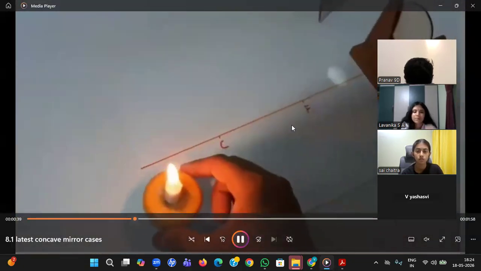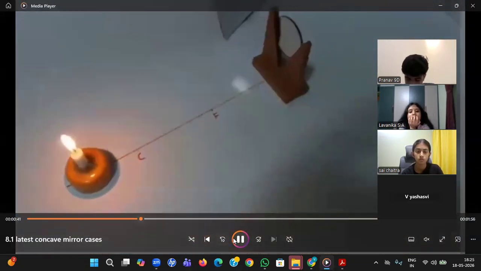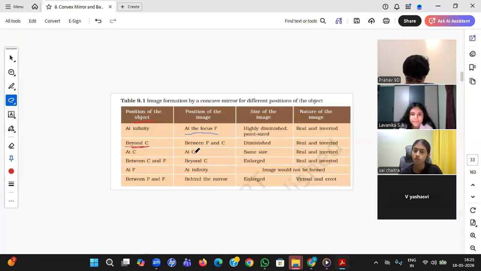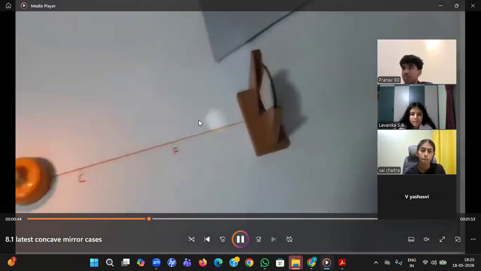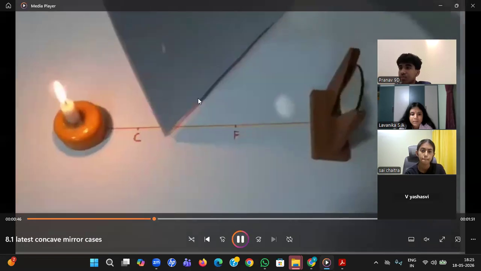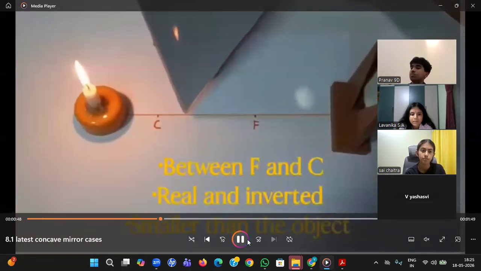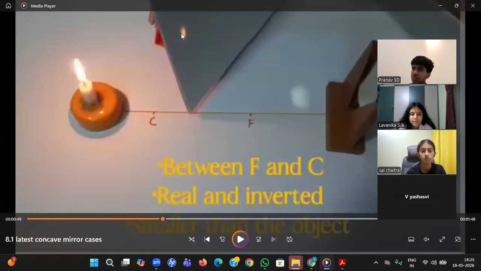You see the candle flame. Here is the center of curvature. Just before the C, I kept it. Where should the image form? Between focus and center. You need to arrange your screen here, here, there, here. Finally, you see the best image will be formed whenever you keep the screen between C and F. Between C and F. Okay, you see, student, this is the object, this is the image.